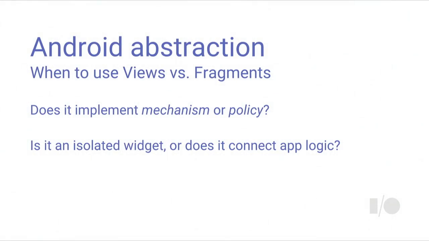The real question to ask when you're talking about using a custom view group or a fragment in these cases is, does it implement mechanism or does it implement policy? Is it an isolated widget that generates its own input events? And these might be really complex as well. I mean, we've got some things in more recent versions of the support library, like coordinator layout, that are able to impose very complex behaviors on their child views. Things that you can push and pull and move around, swipe to dismiss, and so on and so forth.